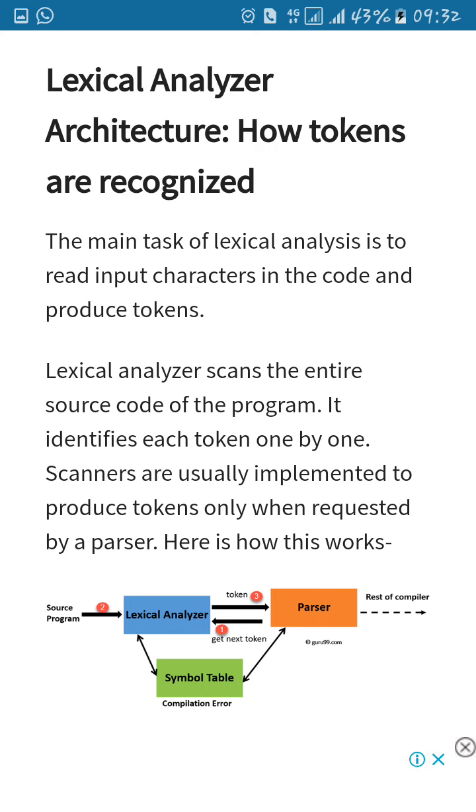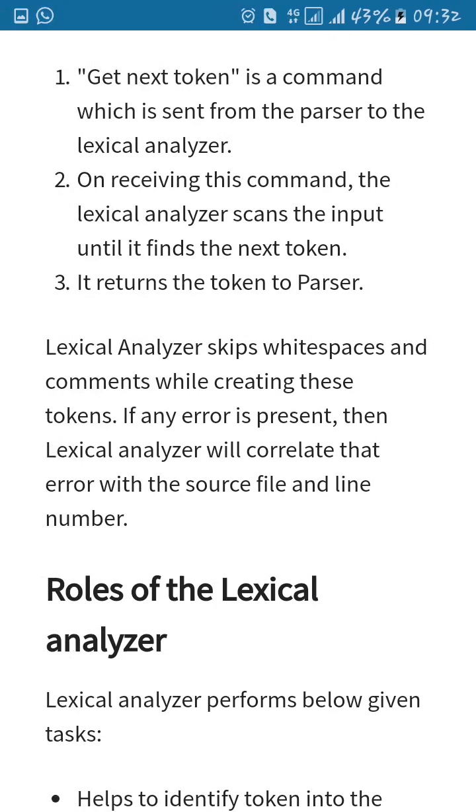The source program is given to the lexical analyzer. The lexical analyzer produces the token and gives it to the parser. Again the parser requests the next token, and the symbol table creates new symbols, or the error handler creates a new error. Get next token is a command sent from the parser to the lexical analyzer. On receiving this command, the lexical analyzer scans the input until it finds the next token. It returns the token to the parser.